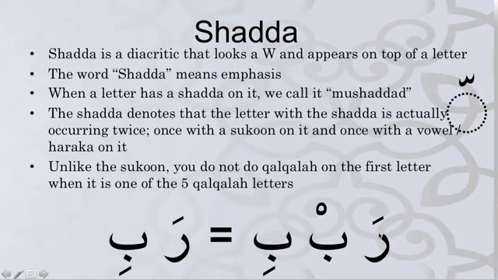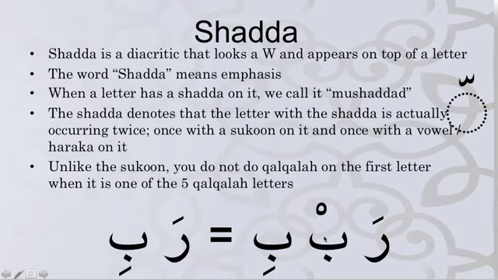So this is ra fatha, ba sukoon, rab, ba kasra, bi: rabbi. Notice this is a ba sukoon, but we don't do qalqala on this ba sukoon. We don't say it with a bounce. We just say rabbi. Ra fatha, ba sukun, rab.